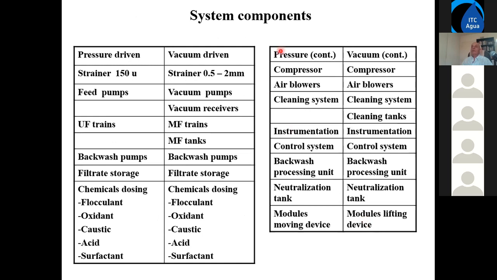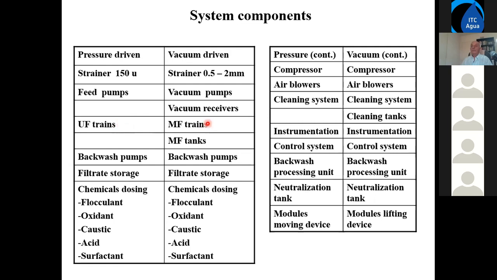Okay, so if you compare the pressure-driven and vacuum-driven: strainer 100-150, 0.5 to 2 millimeter, feed pumps, here vacuum pumps, vacuum receiver. What is a vacuum receiver? A vacuum receiver is a big tank which collects the air released when we apply vacuum to the feed water, and from time to time it has to be removed by the pump. Otherwise, the line will be blocked with air and the system will stop operation.